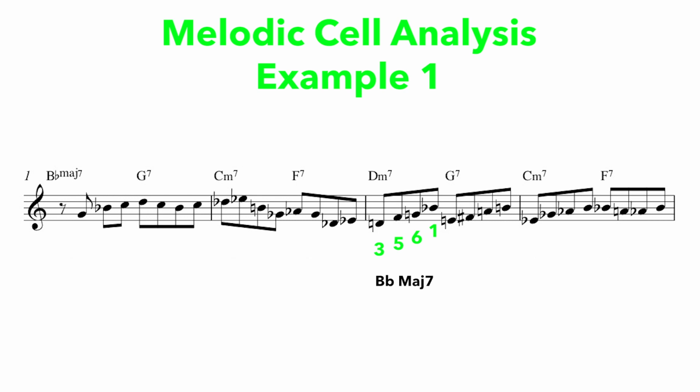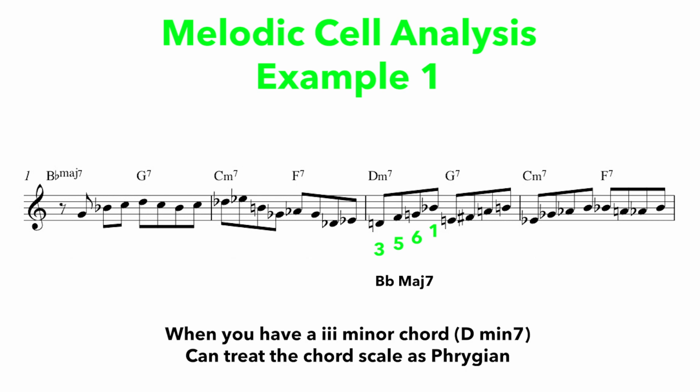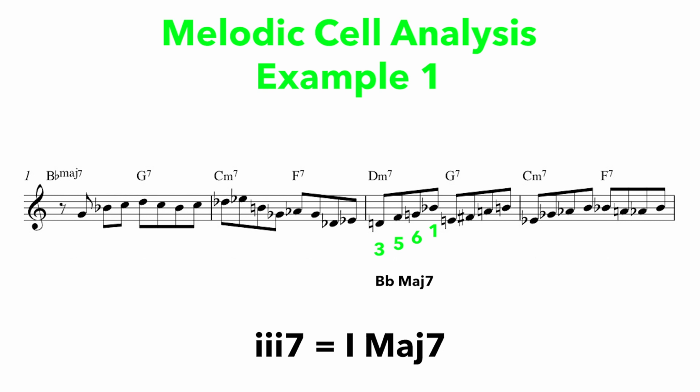So the first thing to note here is that when you have a 3 minor chord like D minor 7 in the key of B flat, it's totally cool to treat that chord scale as Phrygian, which is just a fancy way of saying you can treat that 3 minor chord like it's 1 major if you want. So that's what we do here. And again, remember, when you're thinking more intervallically, you have to be aware of the changes, but we're not going to think about being exact with how we outline them.